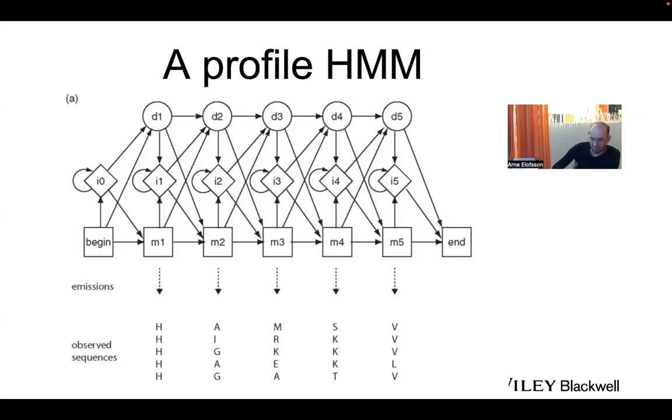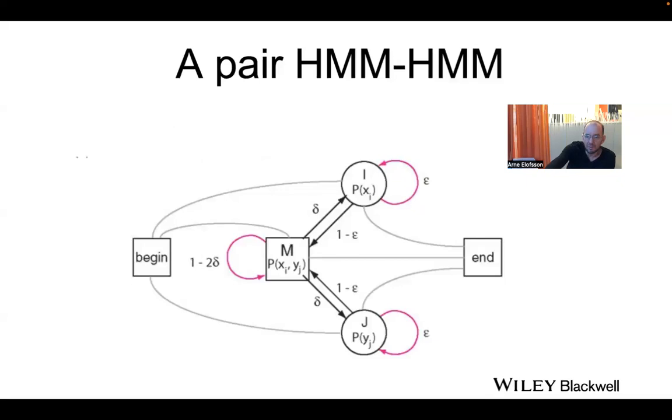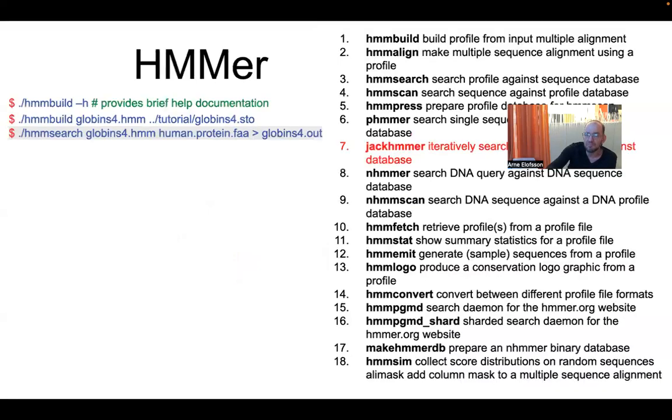These are methods that were developed maybe some 20 years ago. You can also use it for alignments. You basically do the same thing: you have match or insertion or deletion in two different sequences. This is basically used for aligning two hidden Markov models to each other. So you have probabilities here to do that.